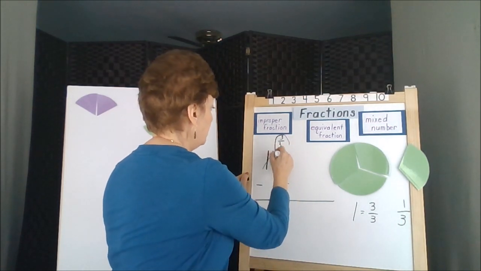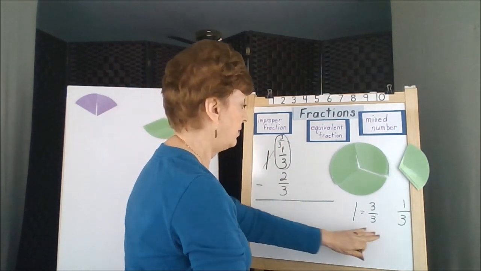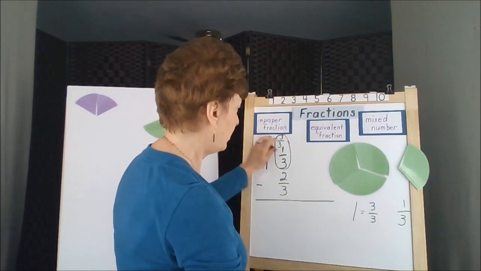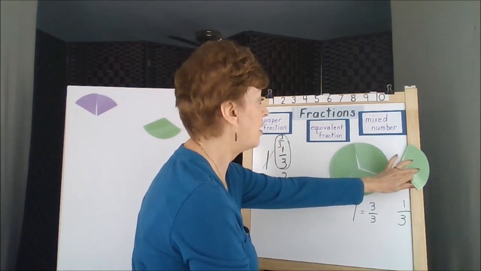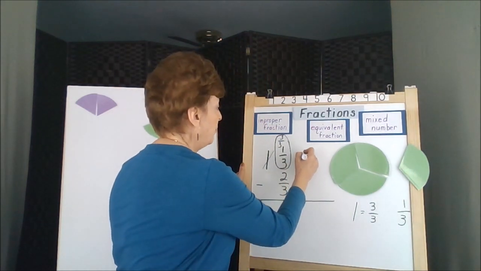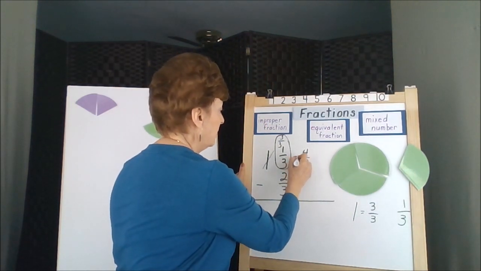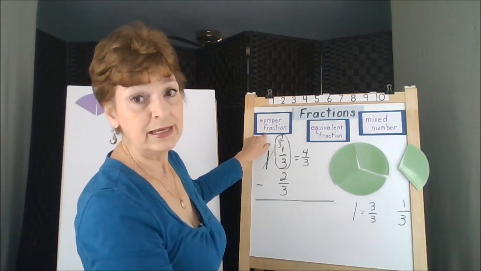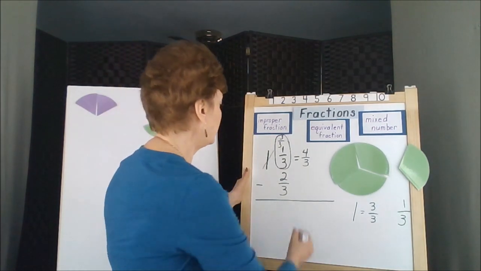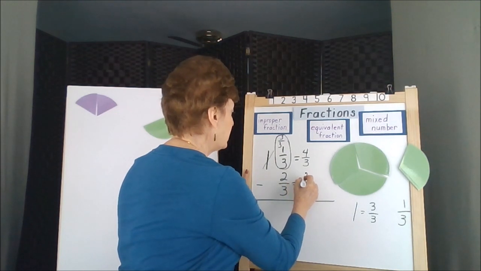So these two go together. 3/3, that when we broke up the one whole, we got 3, and one more that we had makes 4/3. That's an improper fraction. That's okay. We needed it for the calculation. 2/3 just moves over.